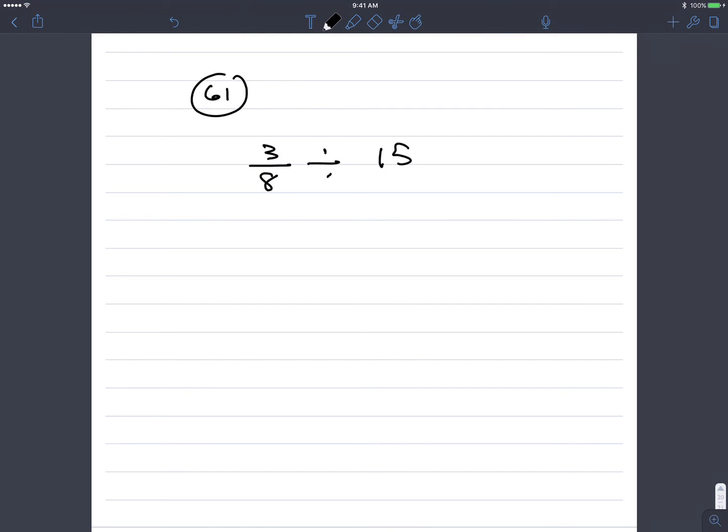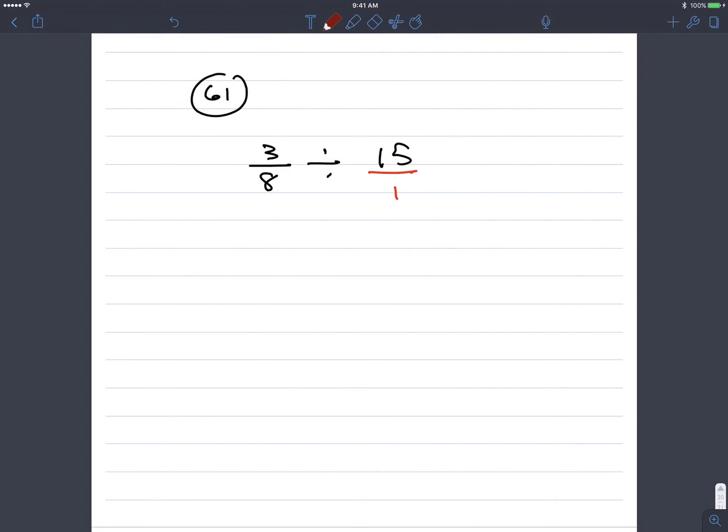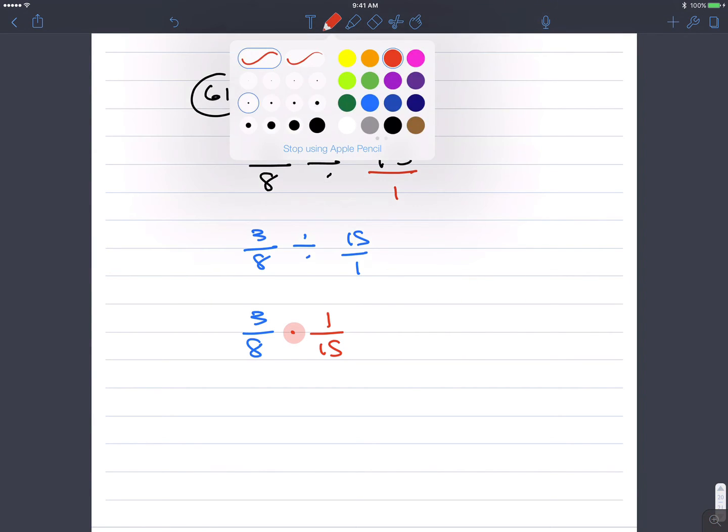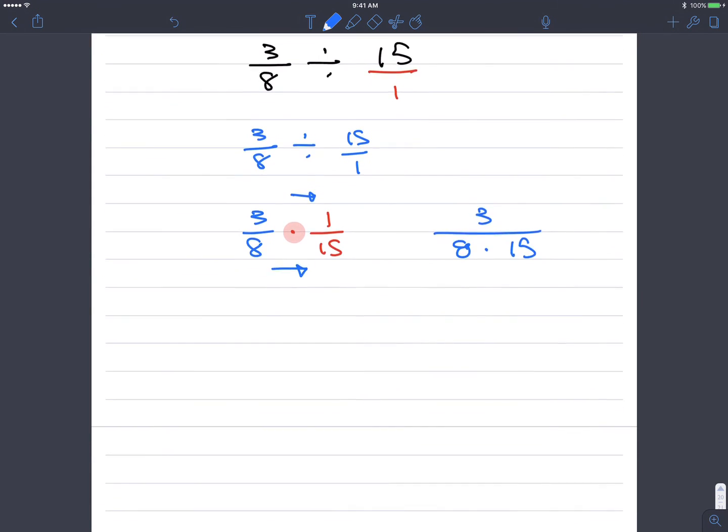3/8 divided by 15. We're going to turn this into a fraction, so it's 15 over 1. So we really have 3/8 divided by 15 over 1. Keep the first fraction the same, flip the second fraction over, that's 1 over 15, and now you multiply. You're going to multiply this horizontally across. So I get 3 over 8 times 15.